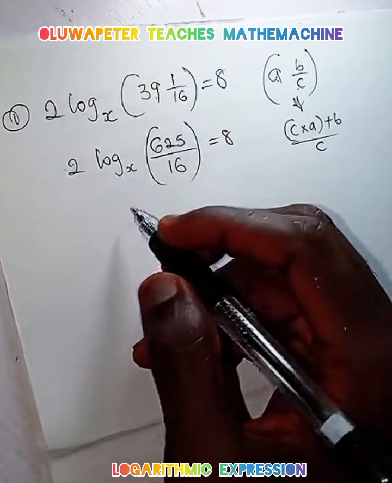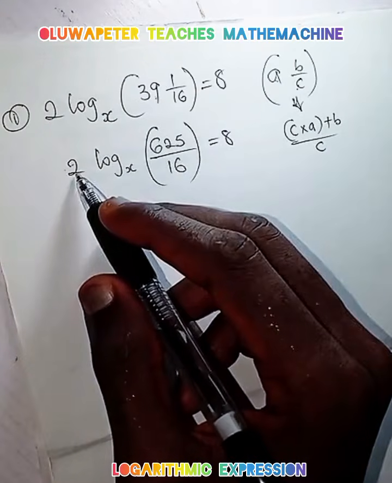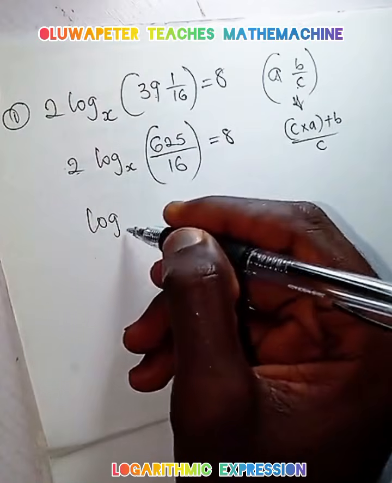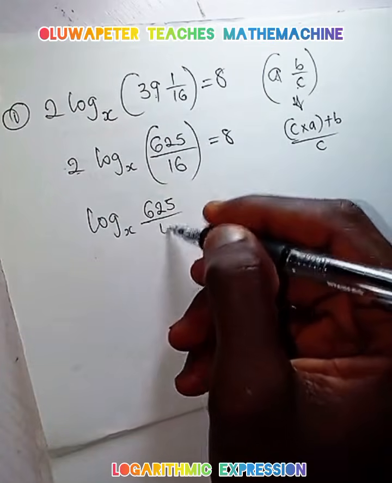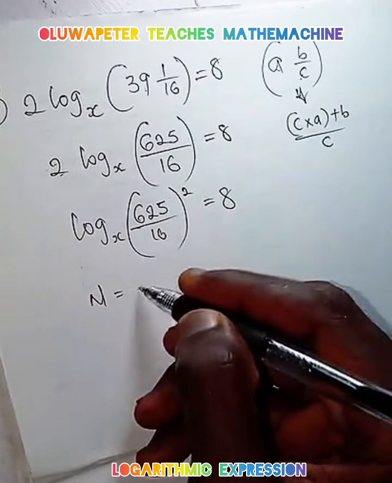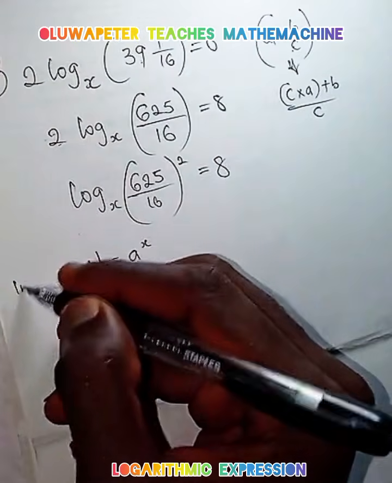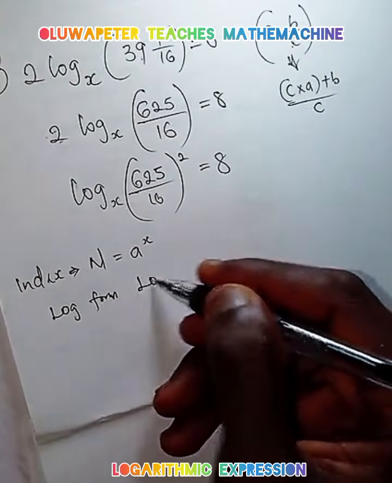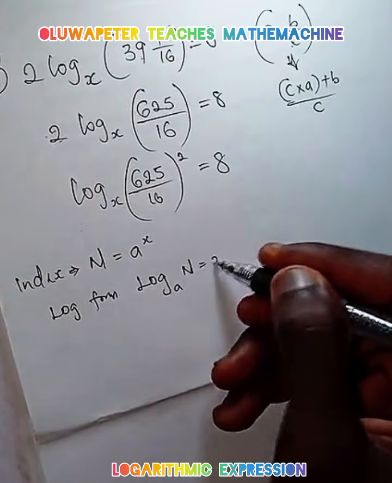Now one of the laws of logarithm says when you have a number at the back, these two here serve as a raised to power for this number here. So if you convert that back, now we're having log base x of 625 over 16 raised to power 2 equals what? 8. That form says n is equal to a raised to power x plus this index. Log form now says log base a of n equals that raised to power of x.